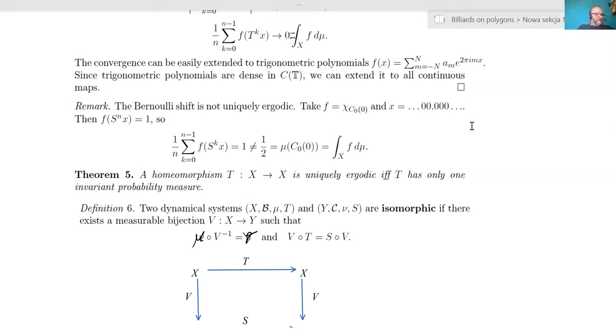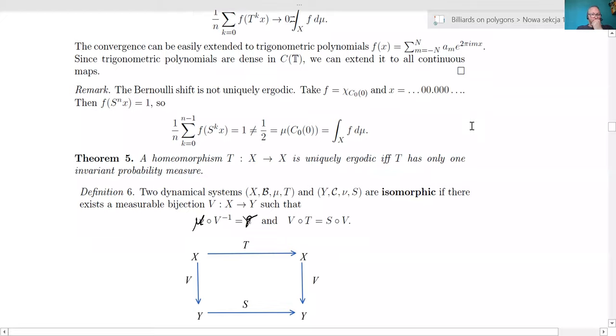So roughly speaking, unique ergodicity distinguishes between mildly chaotic systems, such as rotations, and strongly chaotic systems, such as Bernoulli shifts. Of course, there are a lot of concepts in dynamical systems that serve to measure chaos, but I will focus here only on unique ergodicity.